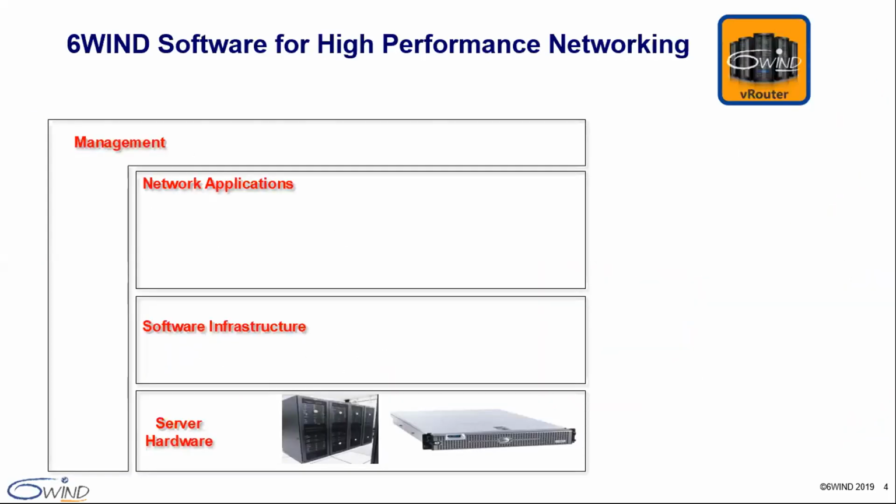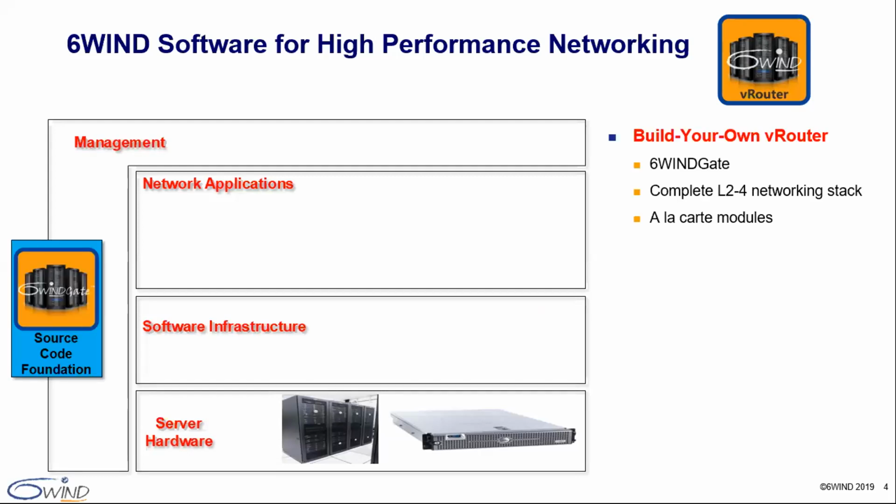Here's an overview of our software product portfolio. Our initial flagship product, 6WIND Gate, is a complete Layer 2 through Layer 4 networking stack, available in source code form factor optimized for standard commercial off-the-shelf servers, including x86 and ARM architectures. 6WIND Gate is integrated by OEM vendors to develop a complete networking appliance, solution, or system. 6WIND Gate is used to build 6WIND's vRouter software solutions.